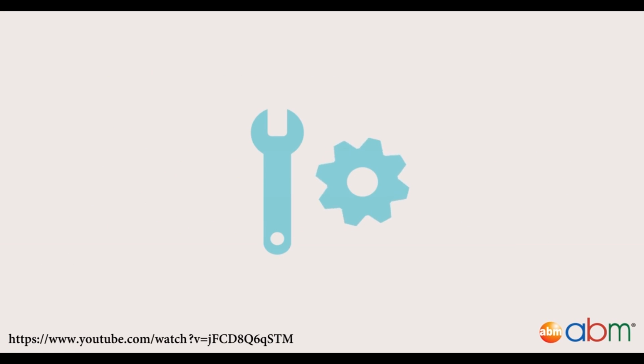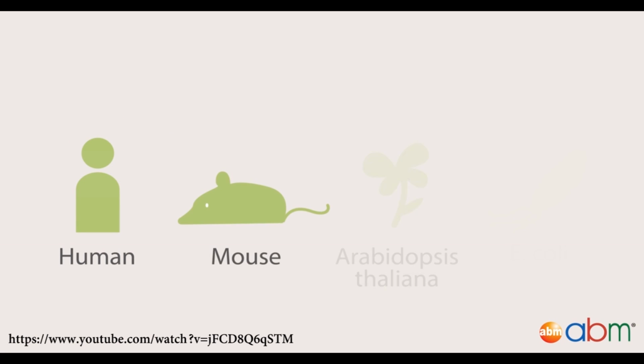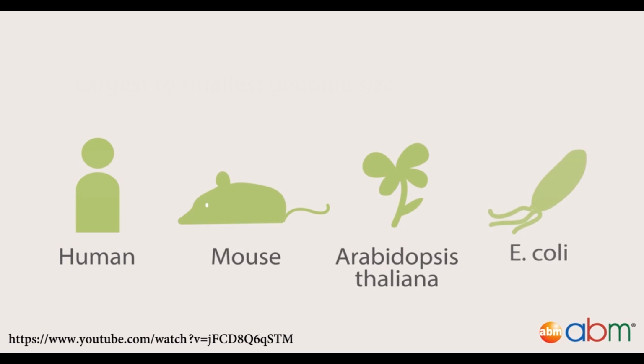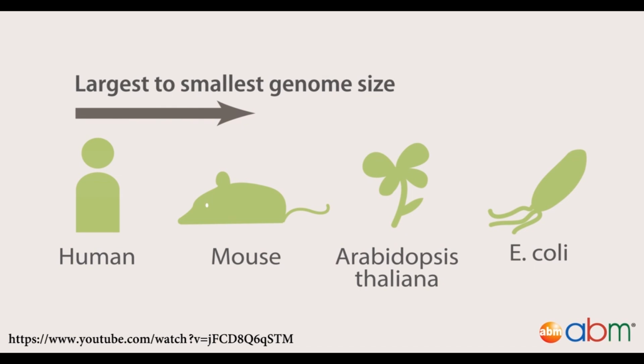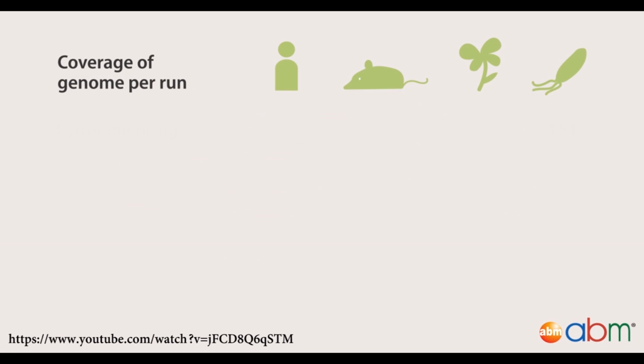In order to be able to showcase and compare the different technical aspects of each of the above technologies, the coverage that each run generates when sequencing the whole human, mouse, Arabidopsis thaliana, and E. coli genomes is calculated and presented here. The presented data is based on the most powerful machines of each technology. Further details can be found on our knowledge base. For whole genome sequencing data to be useful, a minimum of 30 times coverage is required.